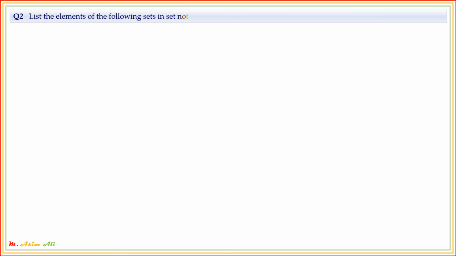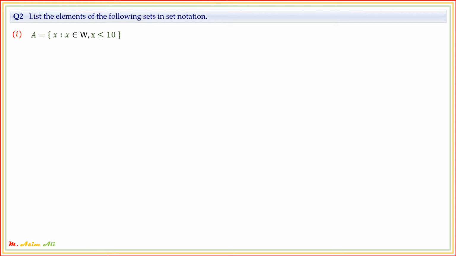Okay, question number 2 says list all the elements of the following sets in set notation. We will simply list the elements in the following sets. So the first set is given in set builder notation. We will list all the elements, which is the normal or the regular notation, the easiest one.